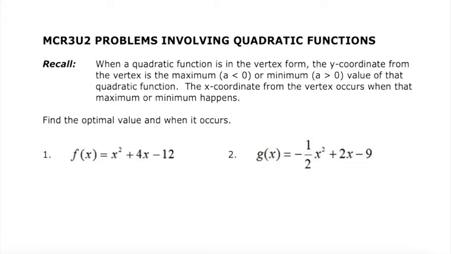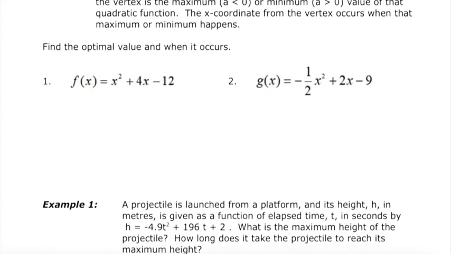We know that the x-coordinate of the vertex also refers to the axis of symmetry, and it tells us where the vertex occurs when the maximum or minimum happens. So we're going to look for the optimal value when this occurs. Optimal value is the same as the maximum or minimum. We looked at that a bit yesterday.